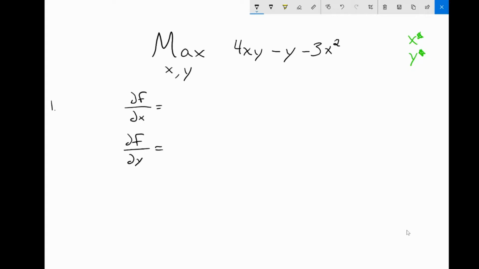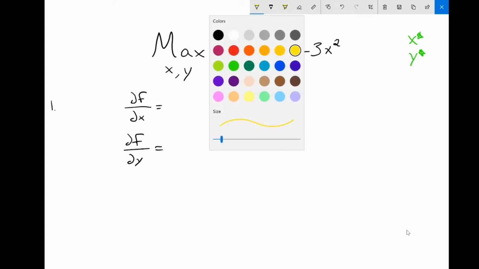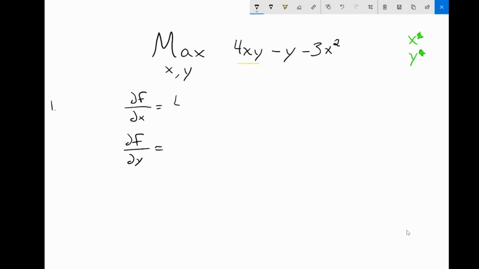So let's find the derivative with respect to x. Here's our first term. I'm going to show some of my work here. Whenever we take the derivative of this term with respect to x, we treat everything else like it's just a number. This can be kind of confusing because there's a y in here, and we might be tempted to think of y as a variable. But when we're taking the derivative with respect to x, we treat y like a number, not like a variable. So what's the derivative of this term? It's just 4y.